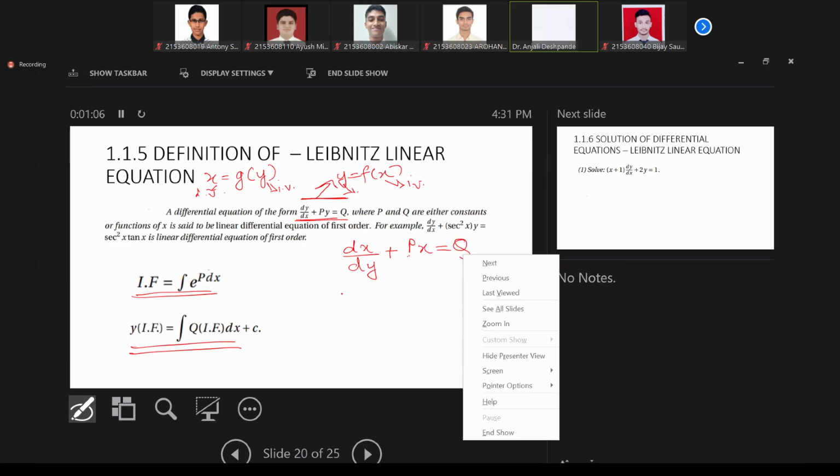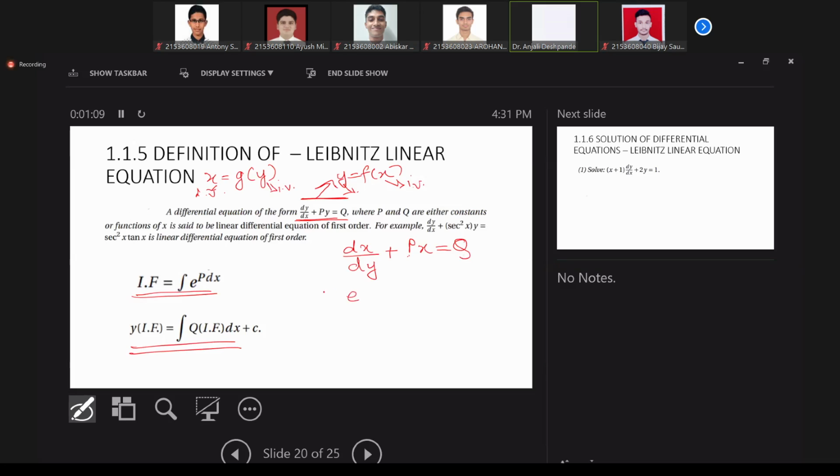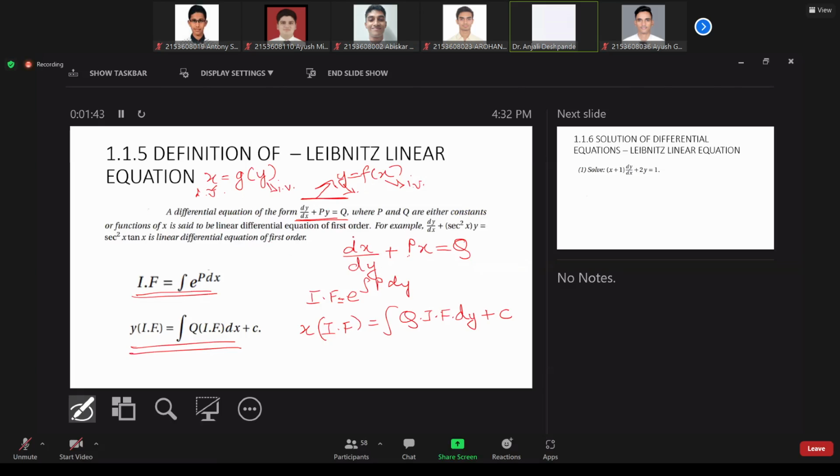So can you tell me what will be the integrating factor in this case? Supposing the equation is dx by dy, the integrating factor is e raised to integration of p dy. And for the solution, x into the integrating factor is equal to integration of q into the integrating factor dy plus c. Please note down both these forms, because the question can be asked either this way or that way.